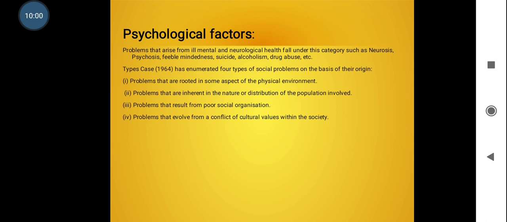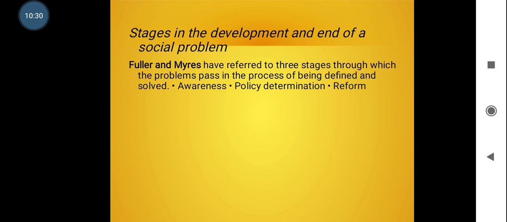Types. Case 1964 has enumerated four types of social problems on the basis of their origin. One is the problems that are rooted in some aspect of the physical environment, problems that are inherent in the nature or distribution of the population involved, problems that result from poor social organization, and problems that evolve from a conflict of cultural values within the society. Stages in the development and end of a social problem.